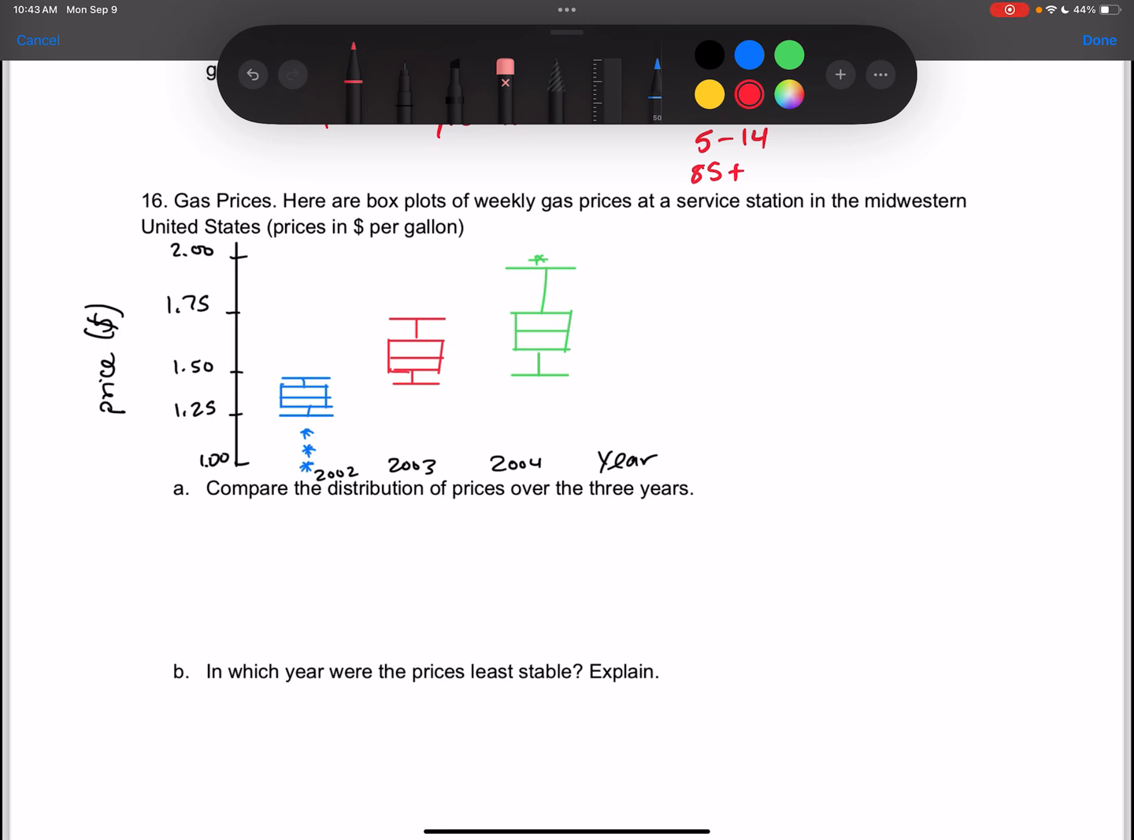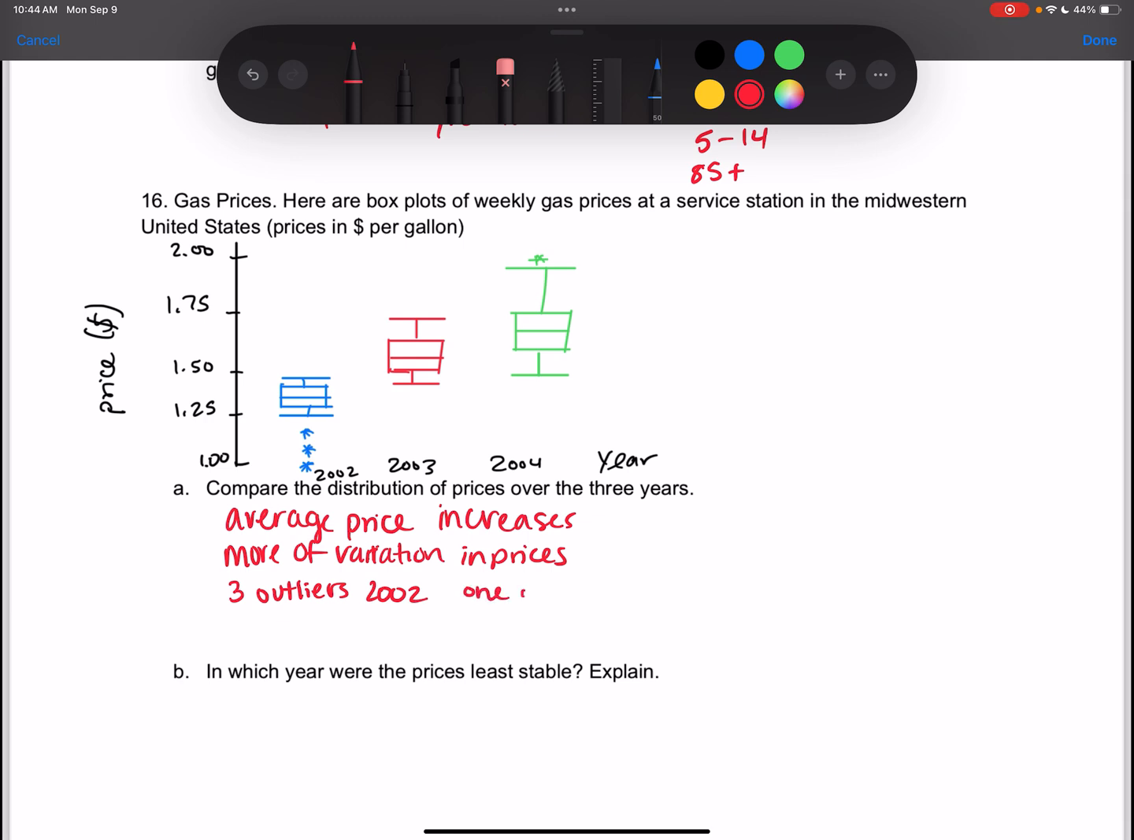You got like the prices vary more, I guess. Like there's a wider range. Yeah. There's more of a variation in prices. What else do we notice? I don't know if it applies to this question, but there's outliers. Yep. So we have 3 outliers in 2002 and 1 in 2004.